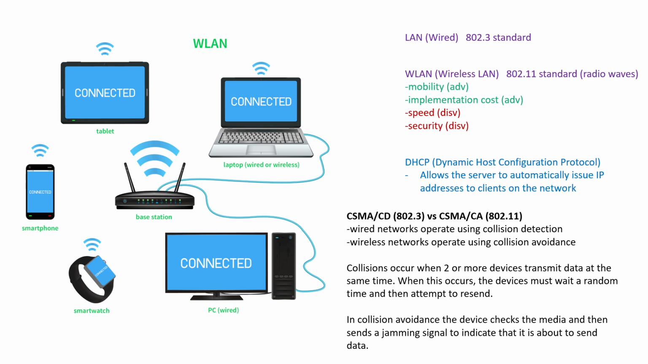In terms of collision avoidance, the devices are going to look on the medium first to ensure that the medium is free. And if it is free, then a jamming signal is going to be issued by the device that wants to transmit. And the purpose of this jamming signal is to indicate to the other devices that data is about to be sent on the network, so that if they had intended to send data, they would wait until the jamming signal has been removed from the medium. So that is collision avoidance.